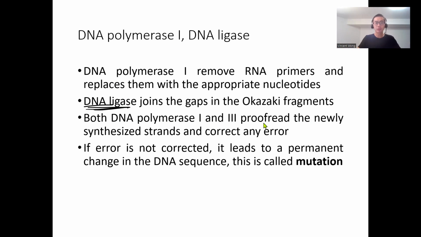Both polymerase 1 and 3 have proofreading capability. So as it's creating the new strand, it's able to check to see if the base pairing rules are being followed, and if not, it is going to correct the error. And sometimes the error is not corrected, and that could lead to a permanent change in the DNA sequence, resulting in mutation.